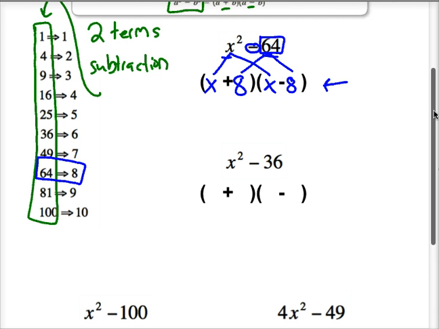So let's look at this one. Two terms, subtraction, and I have one of those magic numbers. 36 goes with 6. So what makes x squared? Well, x and x. What makes 36? Well, my little chart over there just showed me 6 and 6 makes that 36.